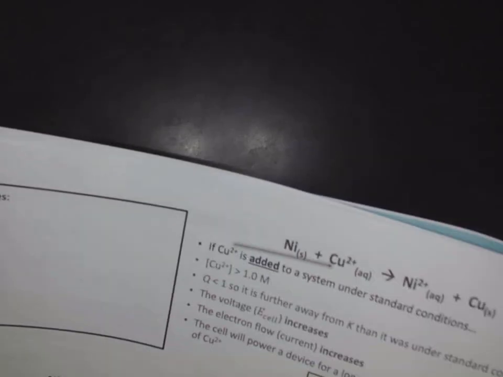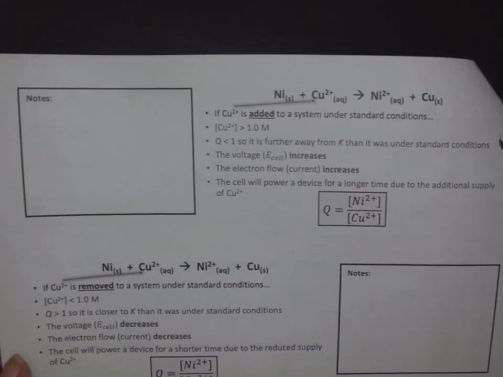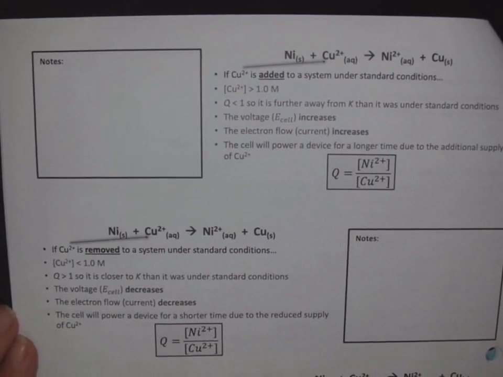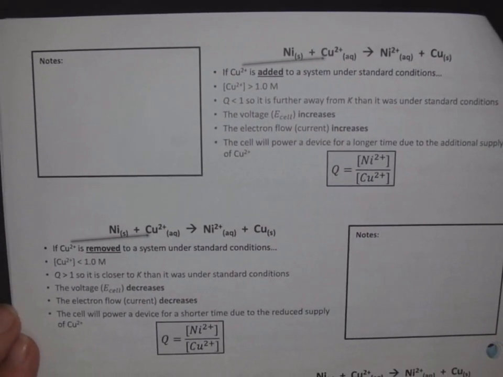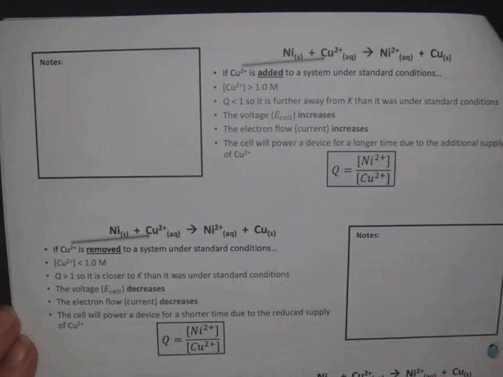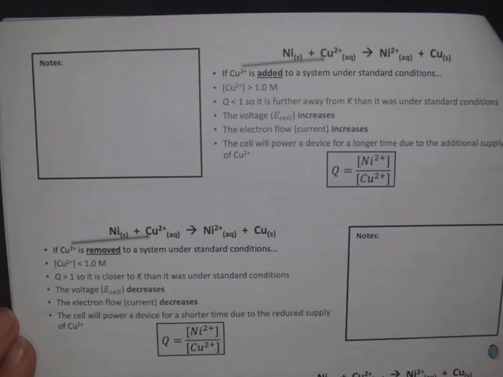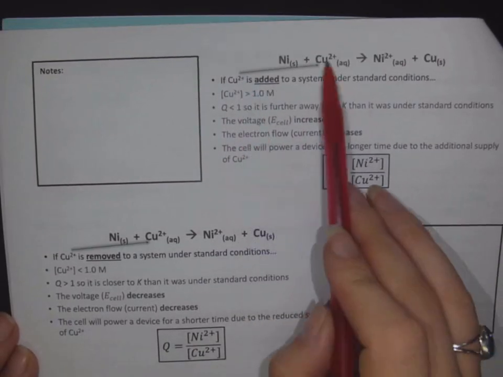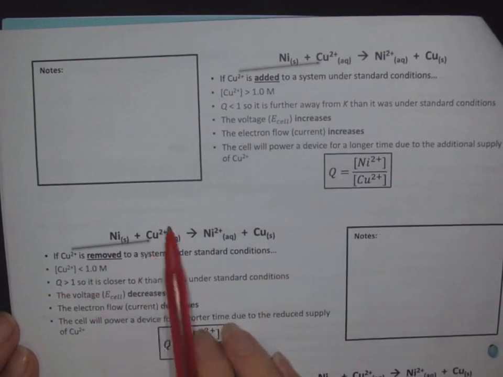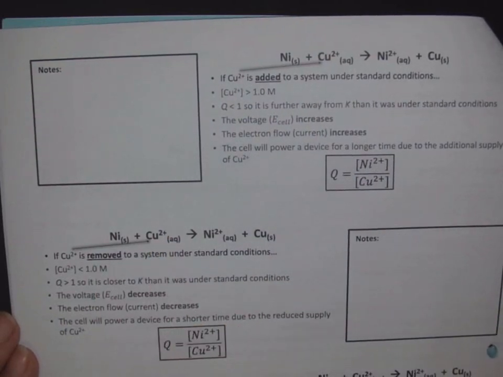Okay, we're on to page 26. This is just a summary of what we were just talking about. Honestly, I think we're going to leave this one. This is exactly what we just talked about, and it's just comparing what if we add some of this, what if we remove some of this, and what if we add some of that.